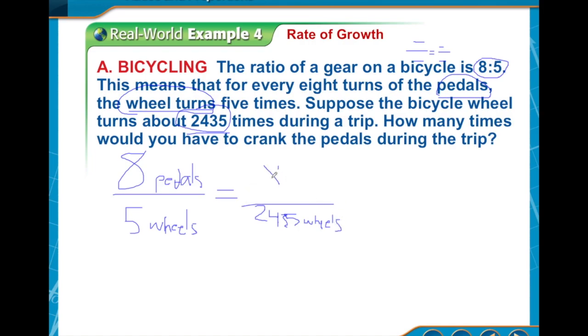And how many pedals? X pedals. So how many pedals are there in this case? Well, what we're going to have to do is multiply across and across here. So 8 times this 2,435 will equal 5 times x. So we multiply, just like we've been doing. Multiply across, and then simplify and solve for our variable.